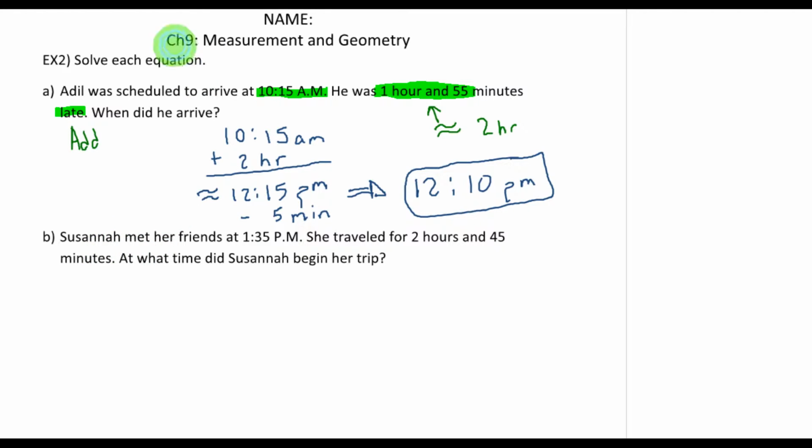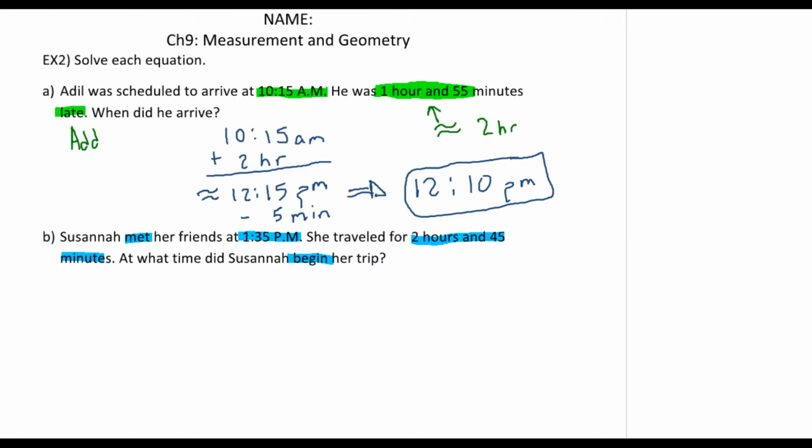Alright guys, in this next problem, we see Susanna met her friends at 1:35 p.m. She travels for 2 hours 45 minutes. At what time did she begin her trip? So I see that she met at 1:35. She traveled for 2 hours 45 minutes. And what time did she begin?